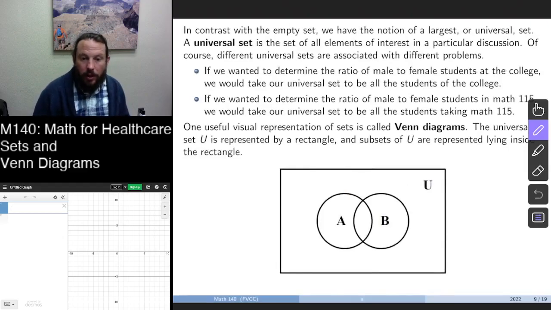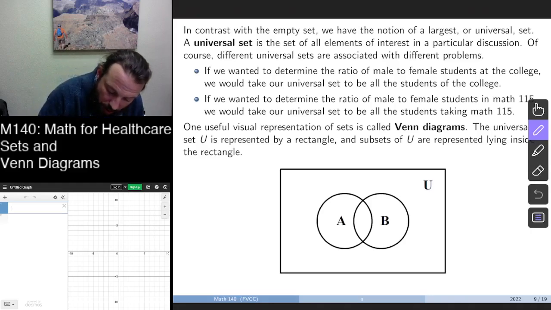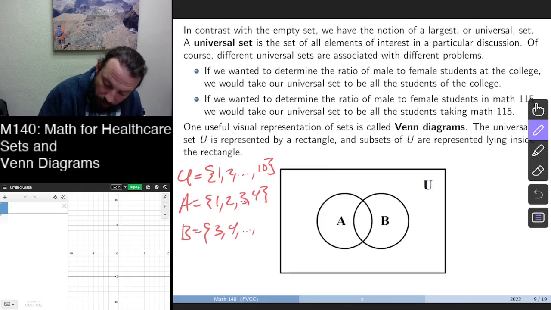Let's look at a situation. Let's say our universal set is the integers from 1 to 10, and say A equals {1, 2, 3, 4}, and B equals {3, 4, 5, 6}.